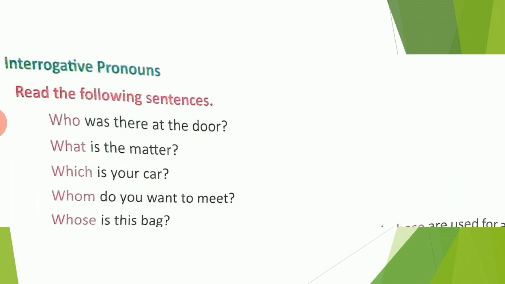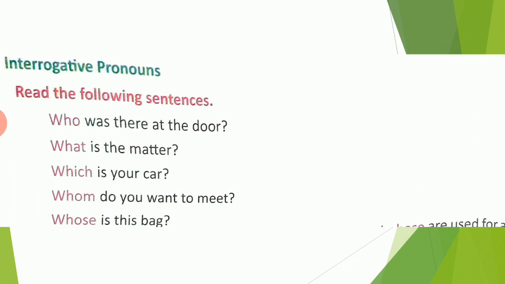Next, we have interrogative pronouns. Look at the examples that are given on the screen. Who was there at the door? What is the matter? Which is your car? Whom do you want to meet? Whose is this bag? So it can be seen over here that the pronouns who, what, which, whom, whose are used for asking questions. So pronouns that are used for asking questions are called interrogative pronouns.